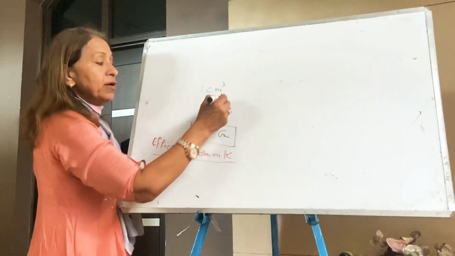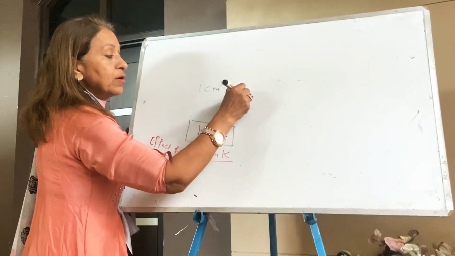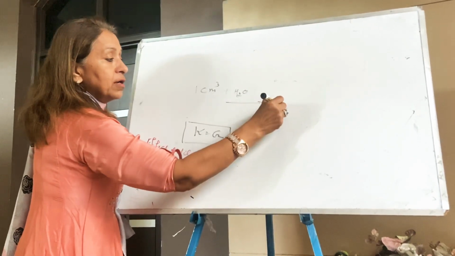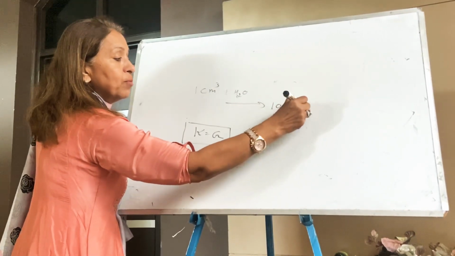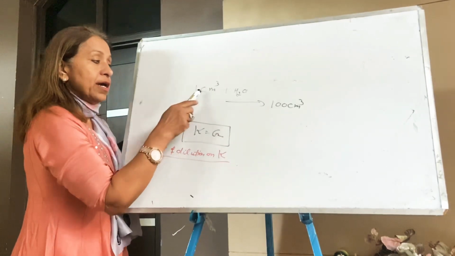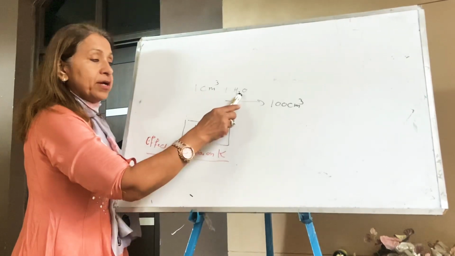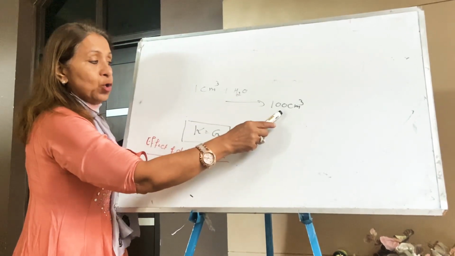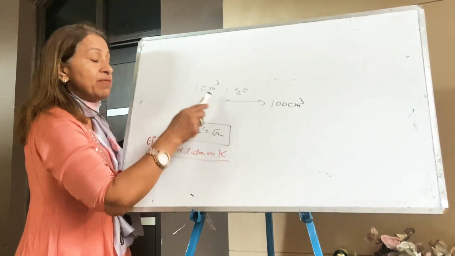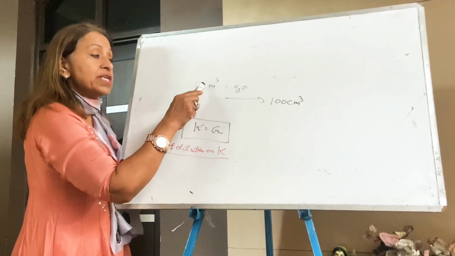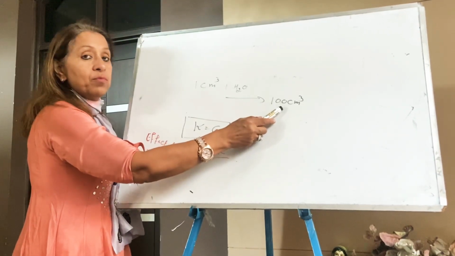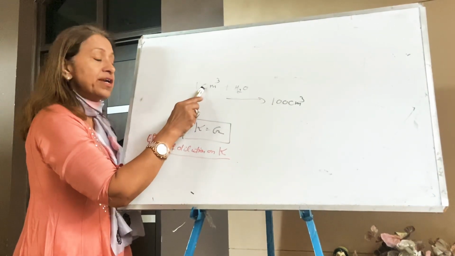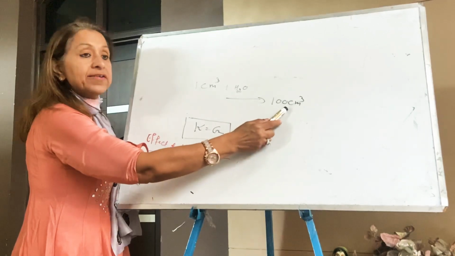If you add water to it, the volume increases. Let's say you have added 100 ml water. Now the volume becomes 100 centimeter cube. The volume was 1 centimeter cube, now it is 100 centimeter cube. The number of ions which were present in 1 centimeter cube are now present in 100 centimeter cube.